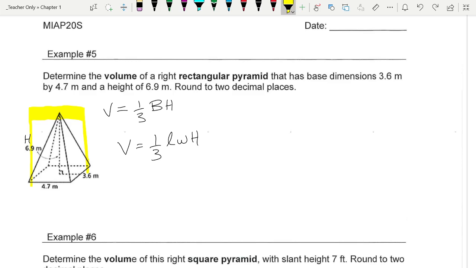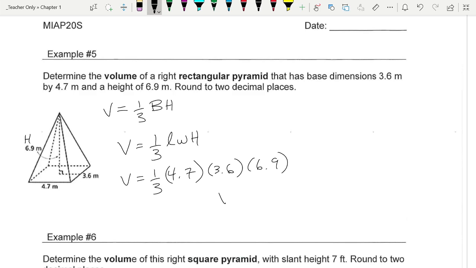I have some links on the blog to some videos that show demonstrations of why that has to be true. As far as we know, the person who figured this out was Archimedes. It's possible people knew it before that, but he was able to prove beyond any doubt that that has to be true. So let's plug in the numbers. What's the length? Doesn't matter which one you call length. I'll call the 4.7 one the length. The width is the 3.6. And the height has to be the 6.9.